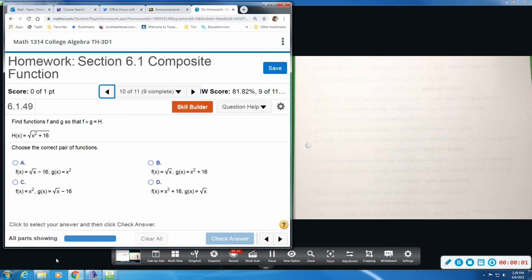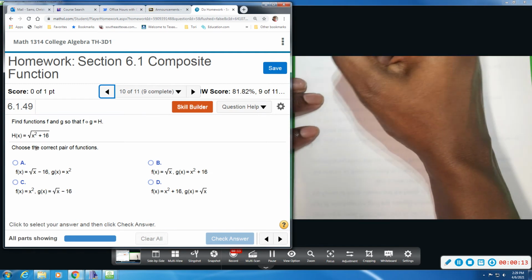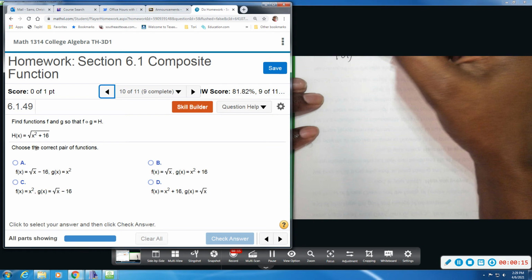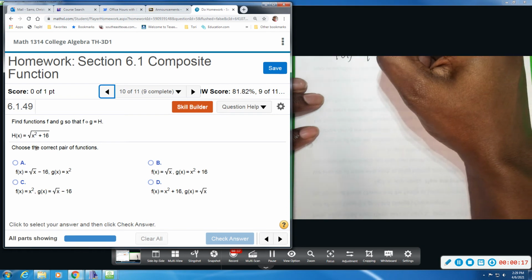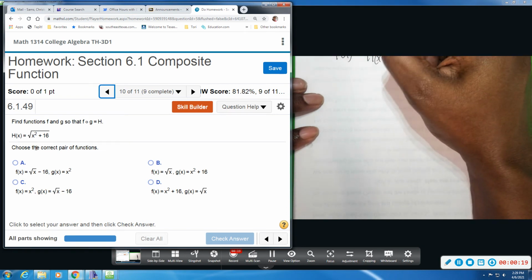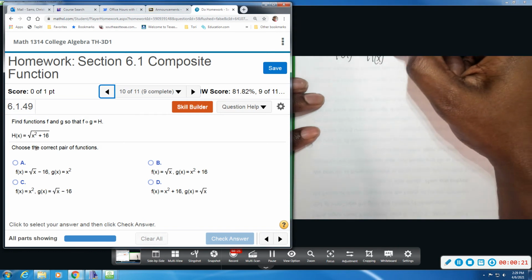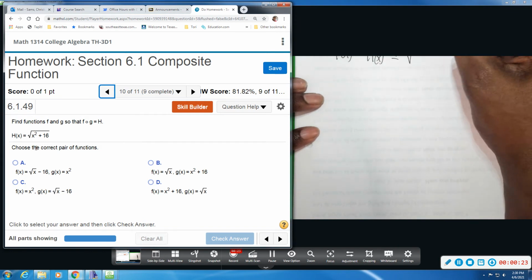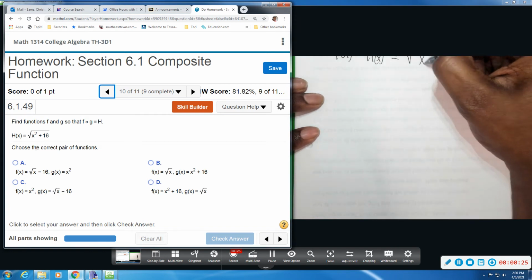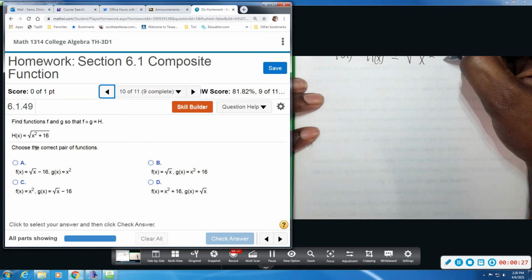All right, number 10, again, we want to find functions f and g so that f composed of g is equal to this h function. Okay, so once again, I will try to do the simple method by taking the outer function and the inner function. So there's something in a grouping symbol when I'm referring to the inner function. So this time we have square root of x squared plus 16.